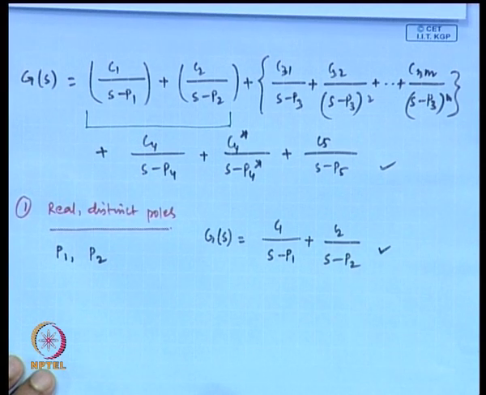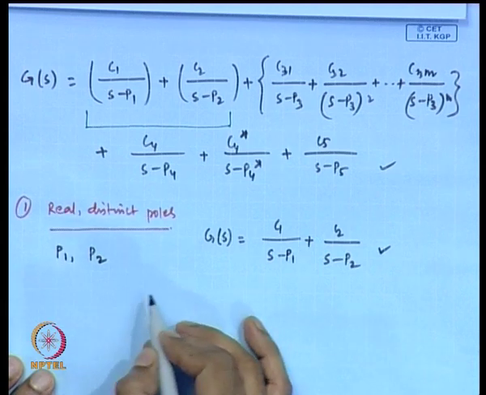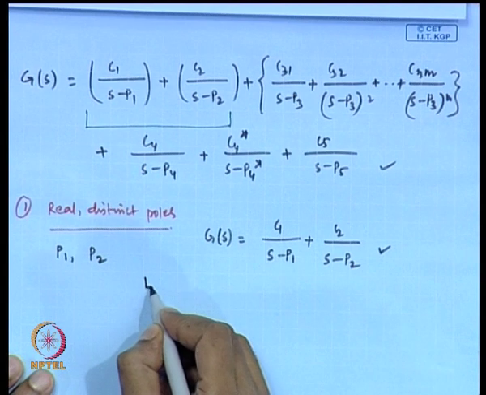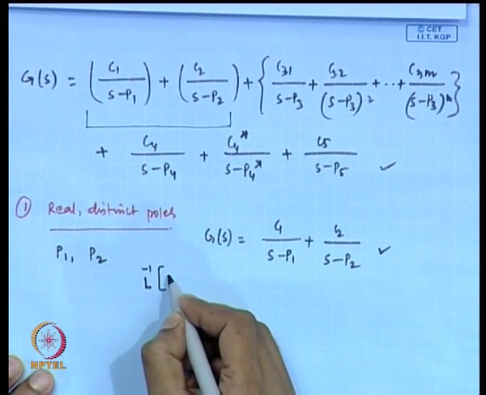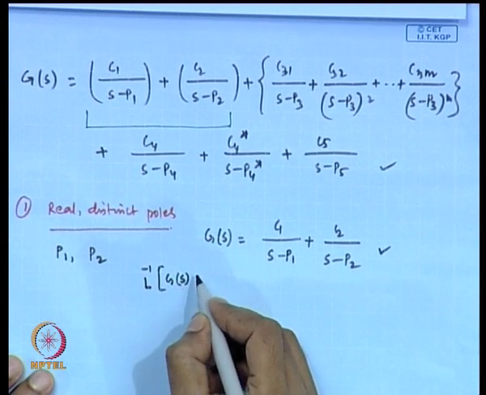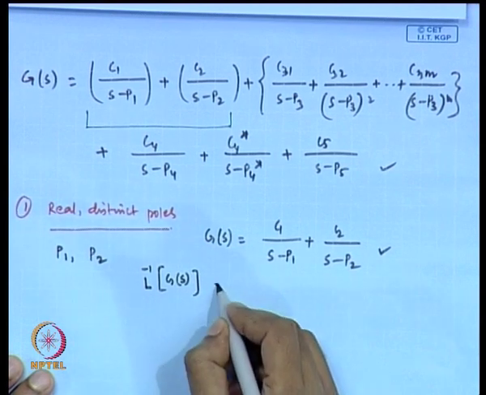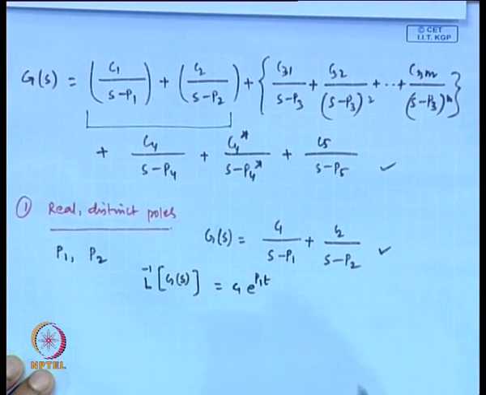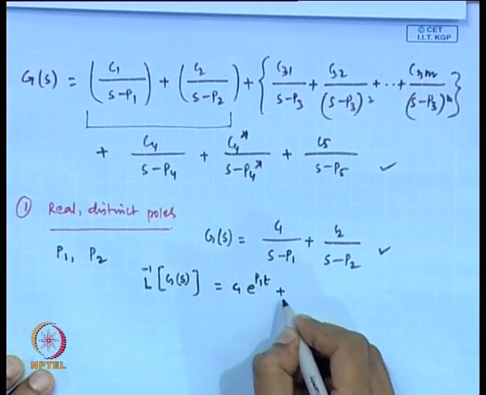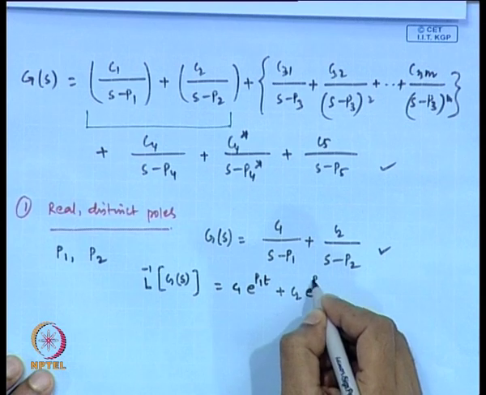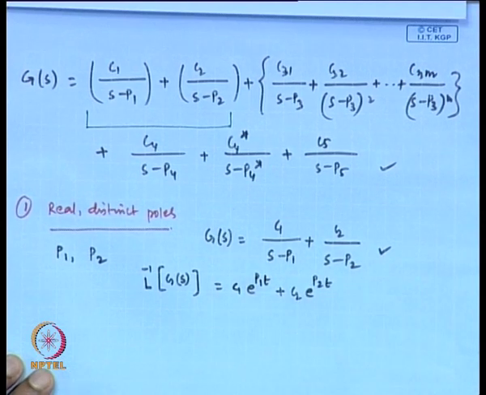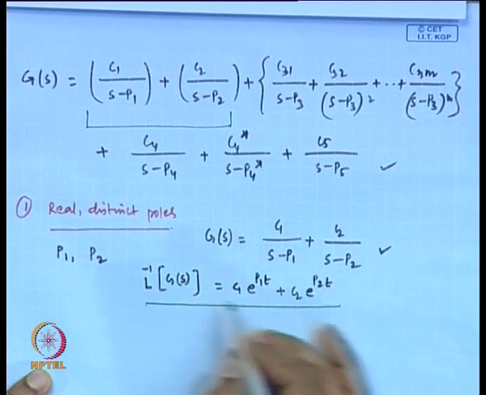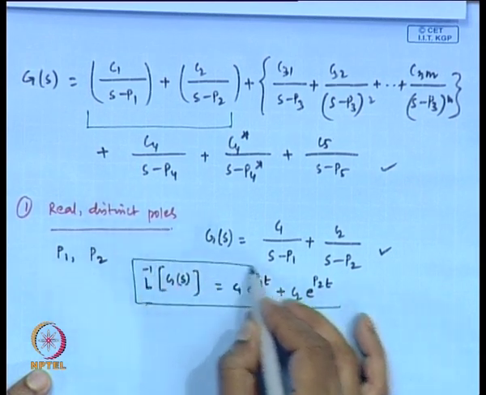by (s minus P2). Now, if we take the inverse of Laplace transform, what we get? We get C1 exponential of P1 t plus C2 exponential of P2 t. If we take the inverse of Laplace transform, we get this expression.